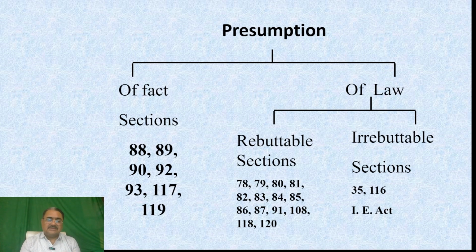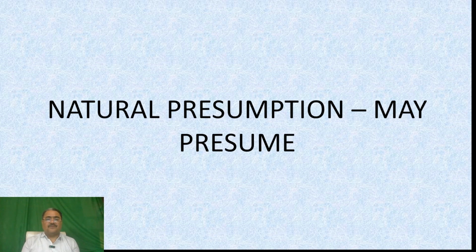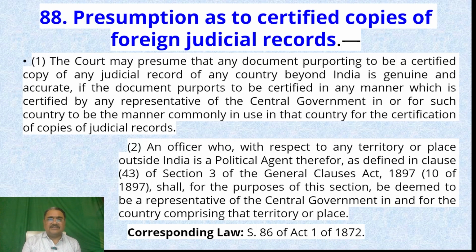There are many places in the Bharatiya Sakshya Adhiniyam where they talk about "may presume", or presumption of fact, which we call natural presumptions. I already said this to you. We find in many places this phrase "may presume" used. For example, presumption as to certified copies of foreign judicial records. Remember, if a certified copy of any foreign judicial record is produced, the law says the court may presume them to be true certified copies of those judicial records. So the presumption is there, the court may presume them.